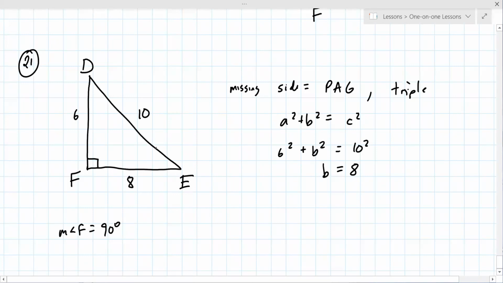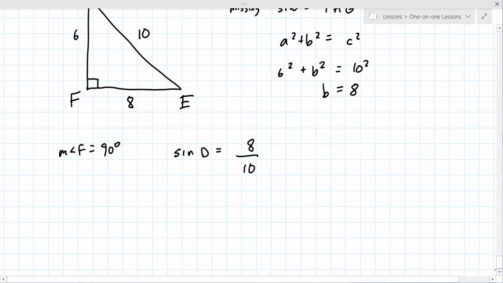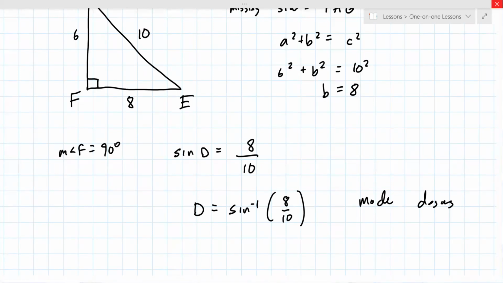To find angle D and E, you want to use trigonometric functions. Like, let's just say we wanted to find D. The sine of D equals opposite over hypotenuse, 8 over 10. So if you're solving for D, D is equal to the sine inverse of 8 over 10. Now you want to make sure your mode is in degrees when you do this calculation in your calculator. So if you have your calculator handy, go ahead and grab it and punch that in.